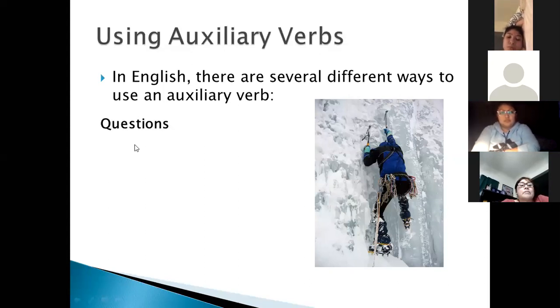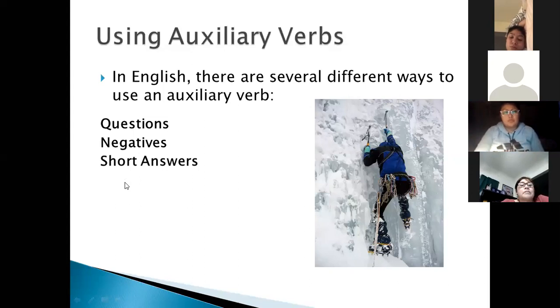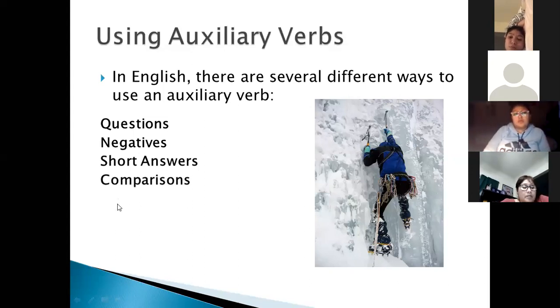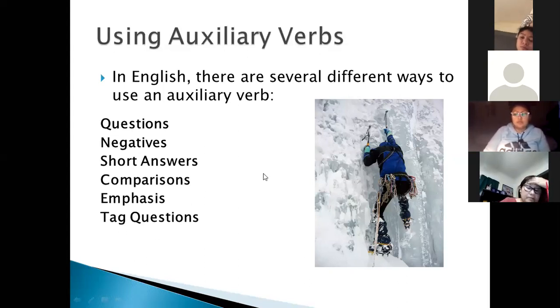But we use them for questions. We use them for negatives. We use them to make short answers. We use them to make comparisons. We use them for emphasis. And finally, the one that we're going to concentrate on tonight, tag questions. But let's look at these one by one, and then we'll practice them one by one.